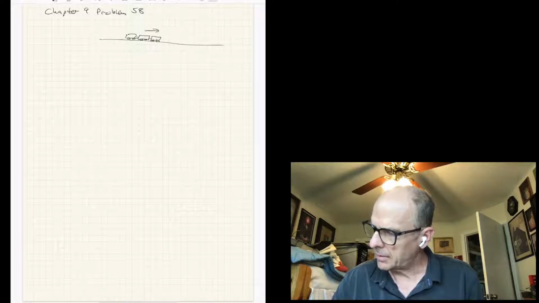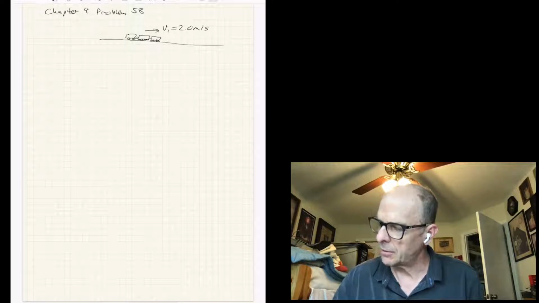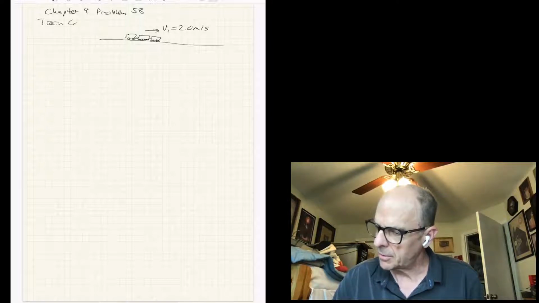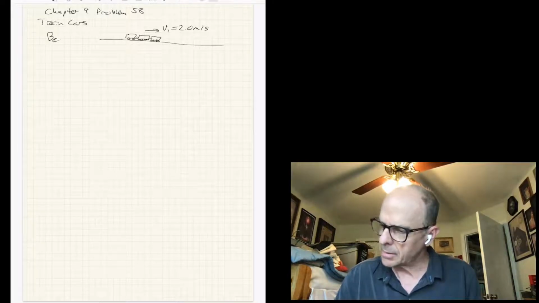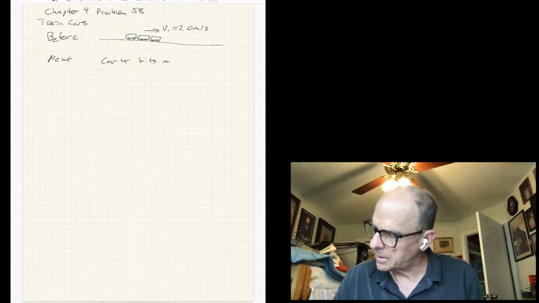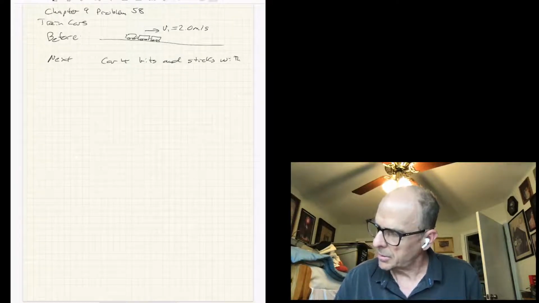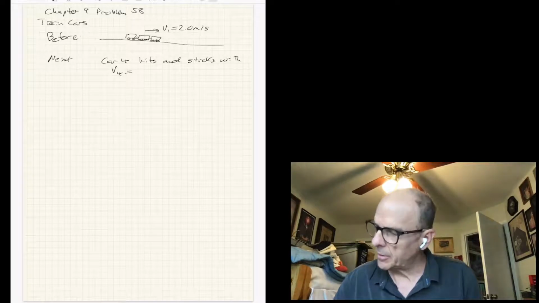They're traveling at 2 meters per second this way. These are train cars, if you can't tell from my beautiful artwork. And so this is the before. Then next, car 4 hits and sticks, where the speed I'll call V4, which is coincidentally 4 meters per second.